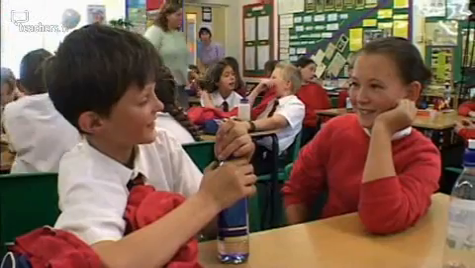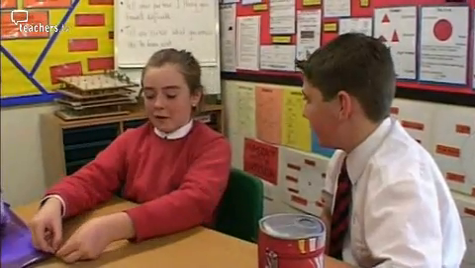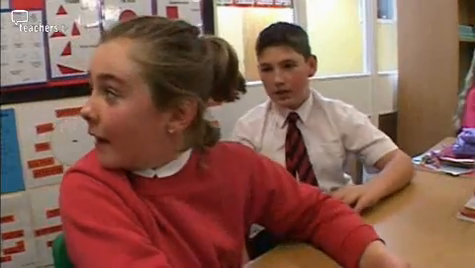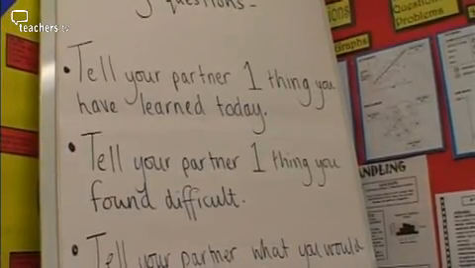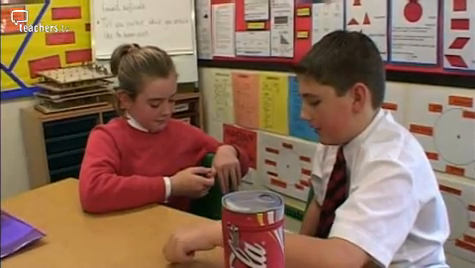Well, I found putting a circuit together quite difficult. If there's not much in the cell, there's not much light. I've learned how to draw and do the symbols correctly. I found it difficult when we tried to collect them all together. I've learned all the signs and the symbols. And I found it difficult how to make the buzzer work and the light at the same time. Although we found out, so I know now.